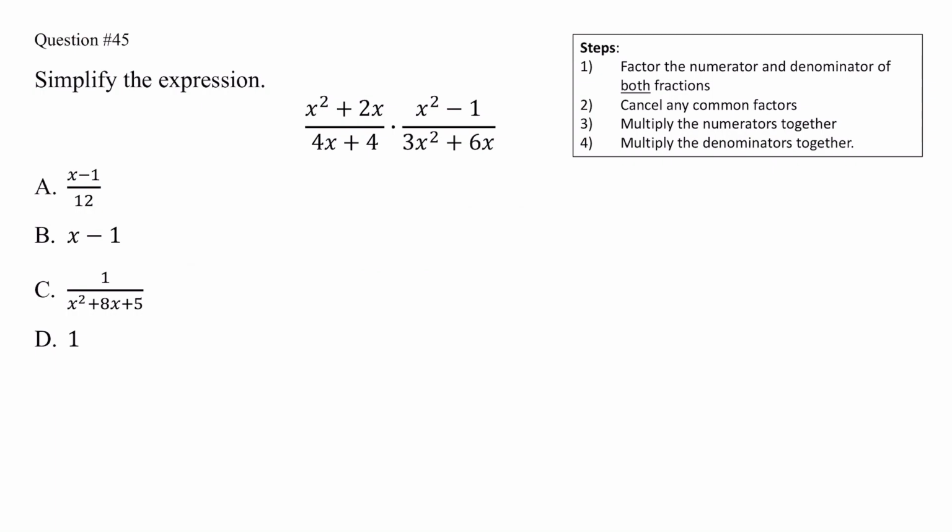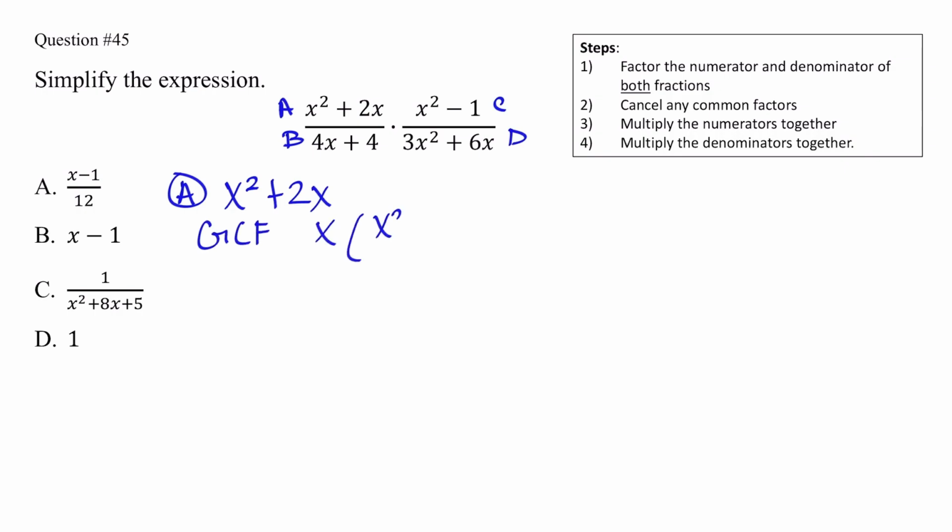All right, so here it wants us to simplify. And so remember, whenever we're simplifying and multiplying rational expressions, we just want to factor everything. So x squared plus 2x, right? Remember, some of you like to label these A, B, C, D, which is a really good strategy to keep track of everything. X squared plus 2x I can factor by GCF. So I'm going to factor out an x. So I have x squared over x plus 2x over x. So that is going to give me x times x plus 2.